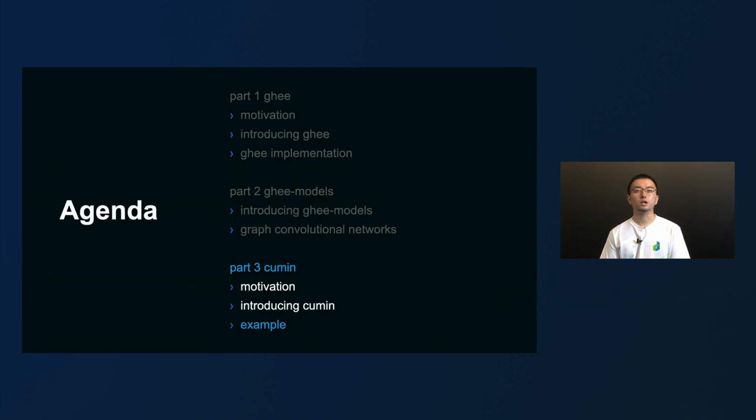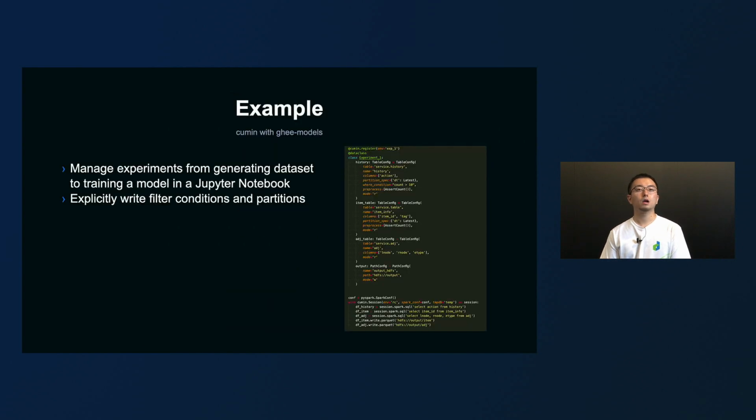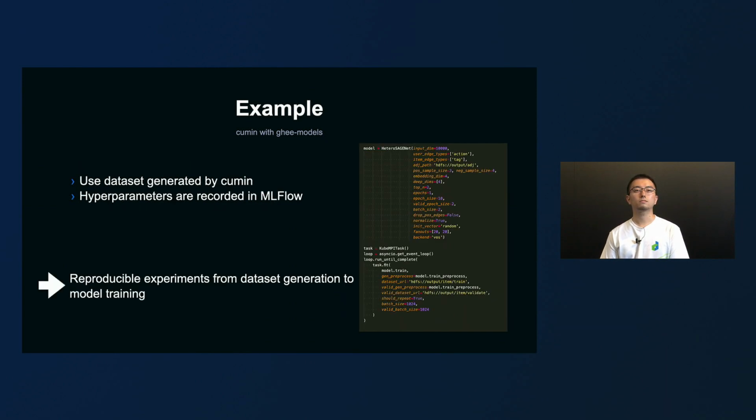Finally, I will explain about one usage of Cumin. First, you set the table needed to generate training data with Cumin. You can also describe the filter conditions here so you can record the conditions in which the data was generated. Then we feed the data created by Cumin into ghee-models. The data used for training will be stored in the MLflow within ghee-models. Through this, Cumin ensures the reproducibility of data generation, while ghee-models ensures the reproducibility of the models themselves.